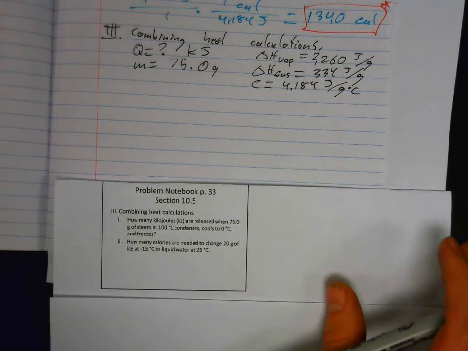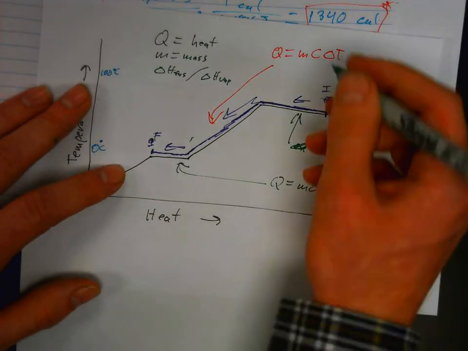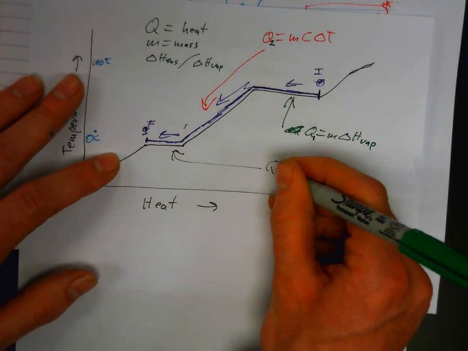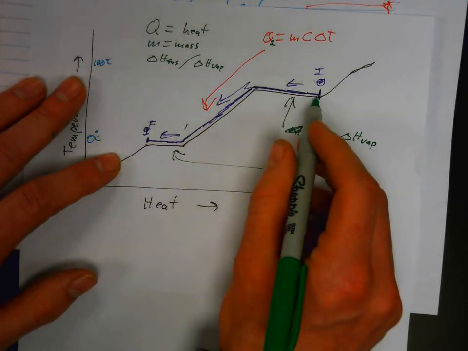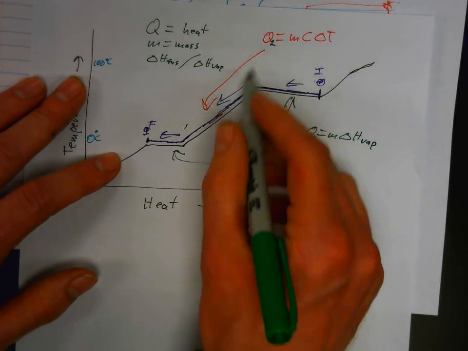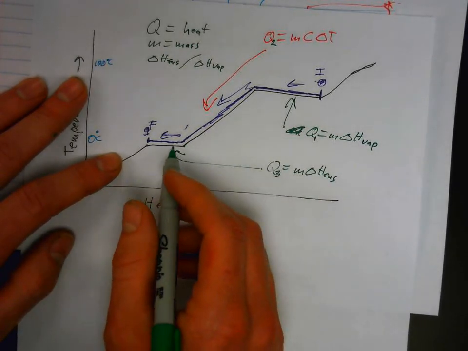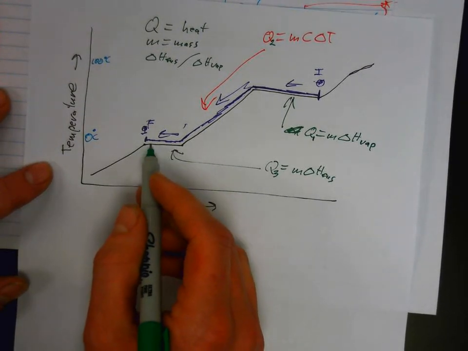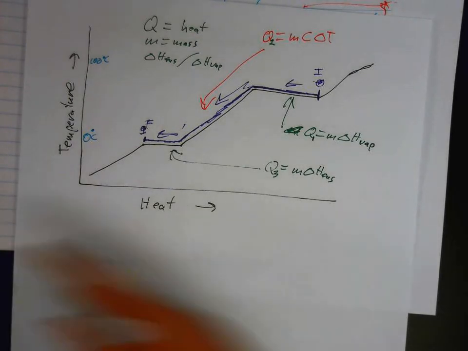All right, so using all those things, we're going to add it all up. Let's call this Q1, we'll call this Q2, and we'll call this Q3. Q1 will be the first phase change of the gas condensing. Q2 will be the temperature change of the liquid water cooling, and Q3 will be the final phase change of the ice freezing, ice forming.